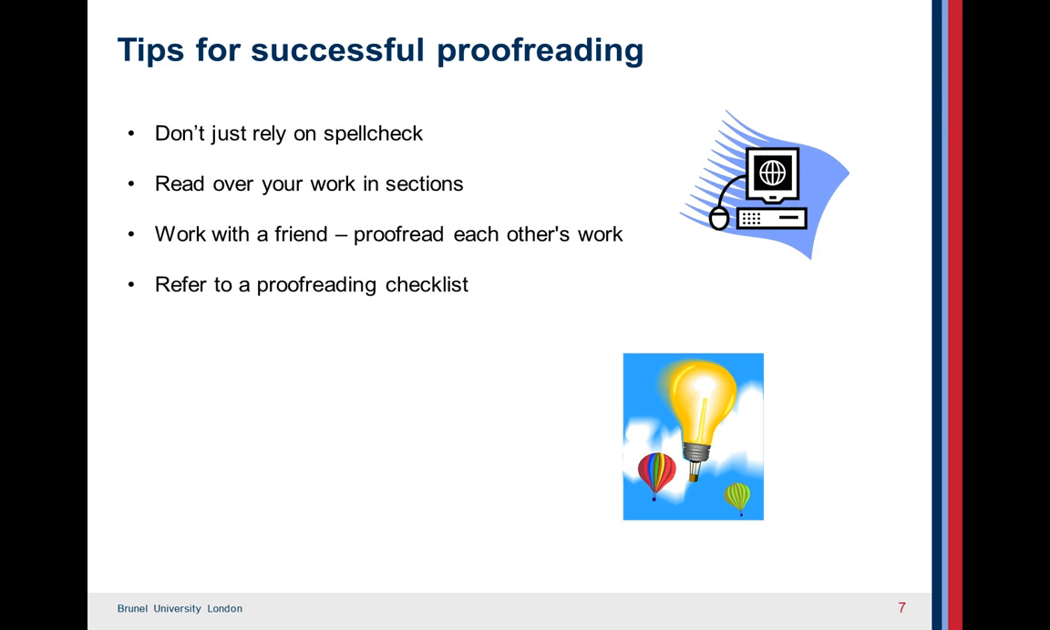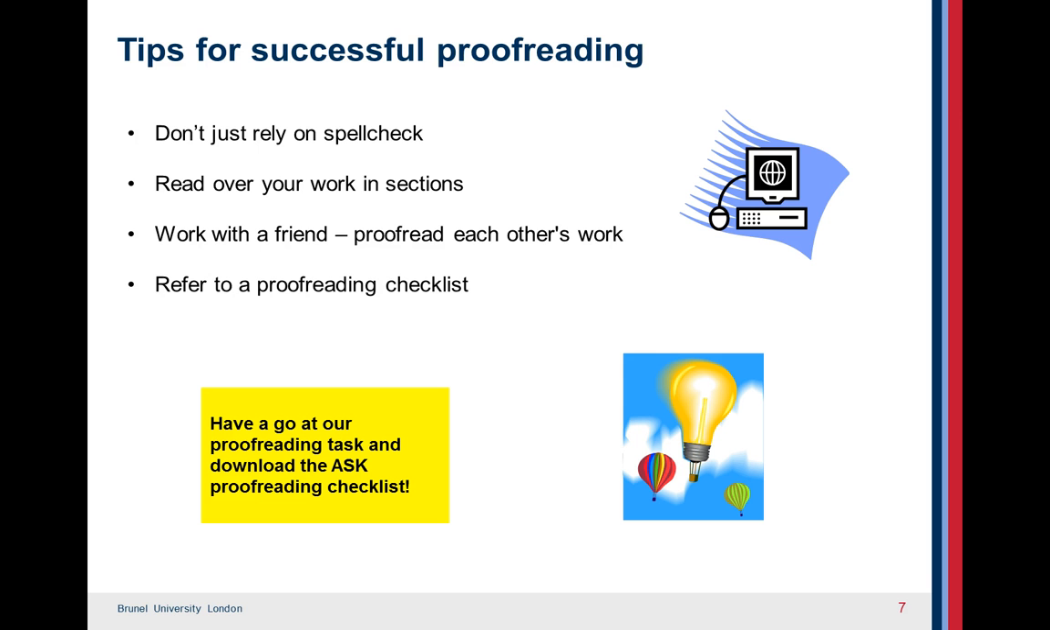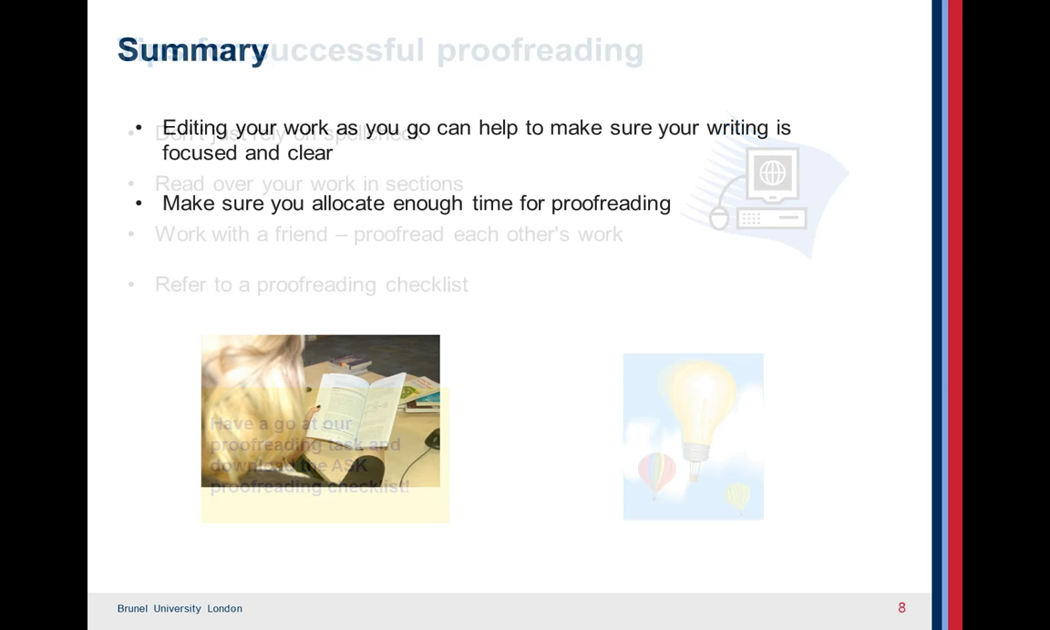Here are some more tips for successful proofreading. Don't just rely on spell check. Read over your work in sections and proofread each other's work with a friend. You might also want to refer to a proofreading checklist to make sure that you've amended all of the minor corrections that you need to be looking out for. Have a go at our proofreading task and download the Ask Proofreading checklist online.